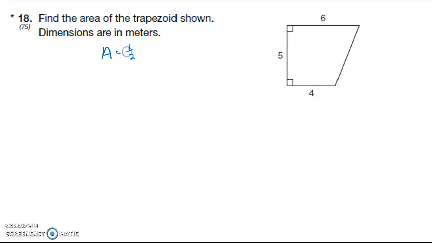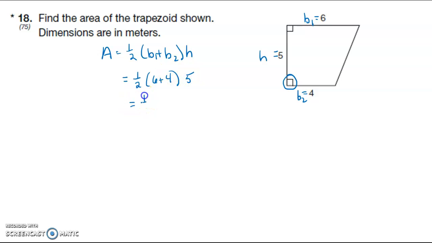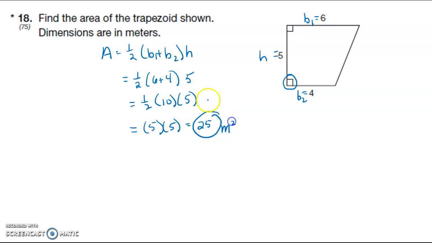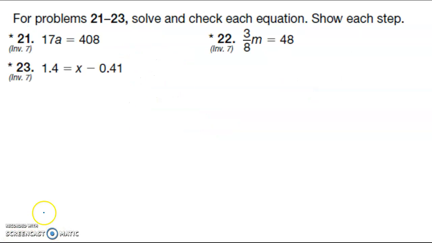So the area is 1/2 base 1 plus base 2 times height. So this is my base 1, this is my base 2. My height always makes a 90-degree angle, so this is my height. So I'm just going to plug this into my formula. 6 plus 4 times 5, 1/2 of 10 times 5. 1/2 of 10, or 10 divided by 2, is 5 times 5, which is 25. This would be meters squared, but we're good.